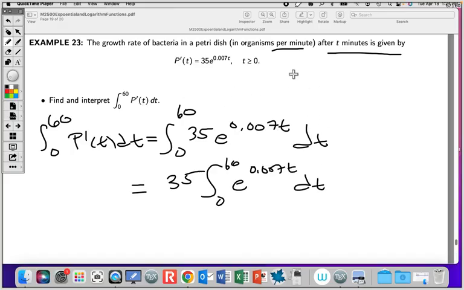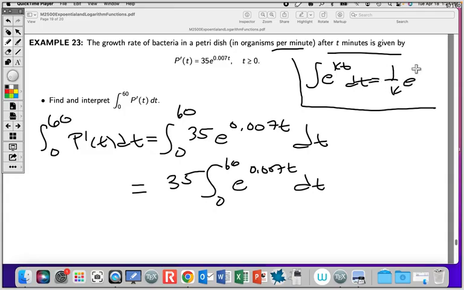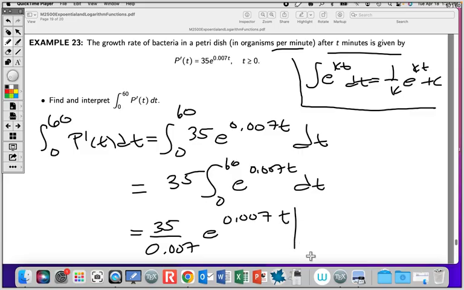Now remember, folks, that we could go through a formal u sub here, but we do know that the integral of e to the kt dt is 1 over k e to the kt plus c. These things come up often enough, so we're going to go ahead and use that formula. So this is going to be 35 divided by 0.007 e to the 0.007 t evaluated from t equals 0 to t equals 60.